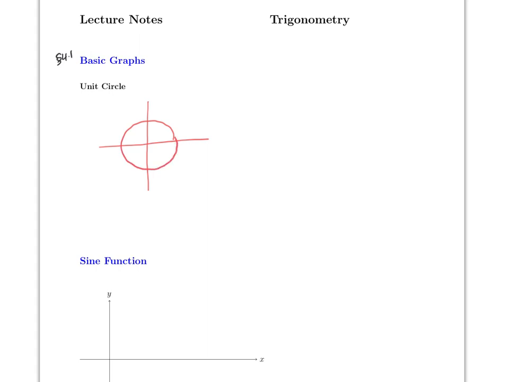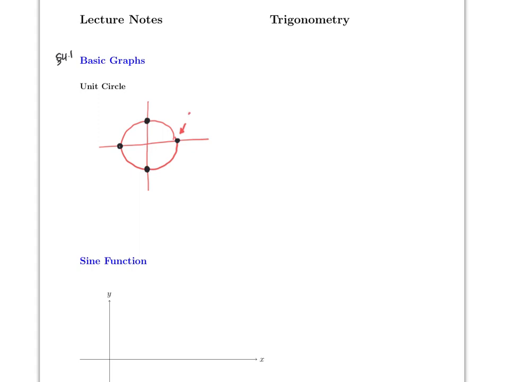And now for the graphs, we're going to need technically only 5 points. So we're going to need 0 degrees, 90 degrees, 180, 270, and 360. Okay, so that's what we're going to focus on.